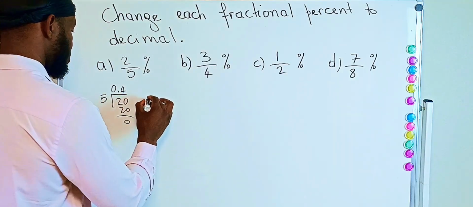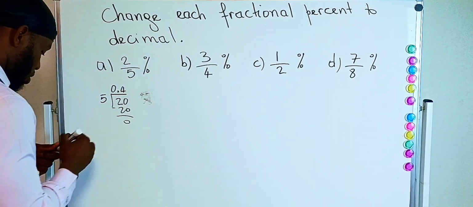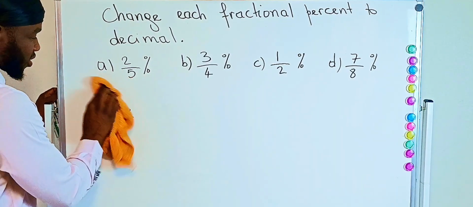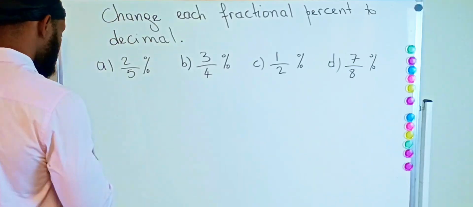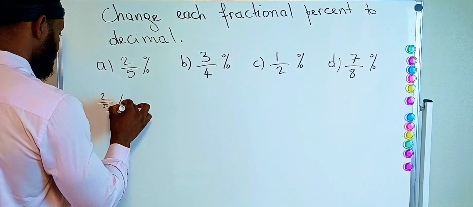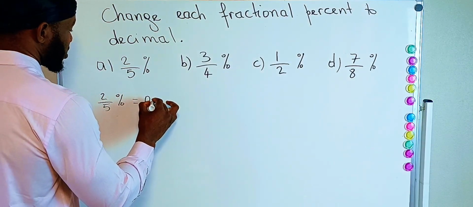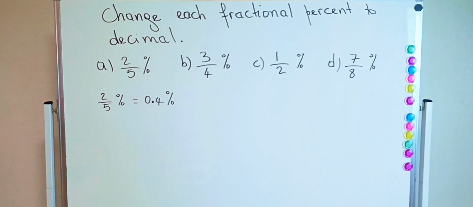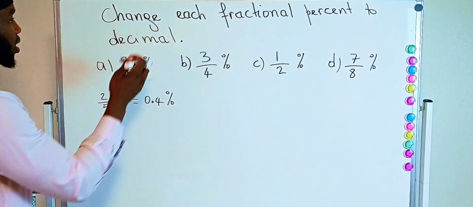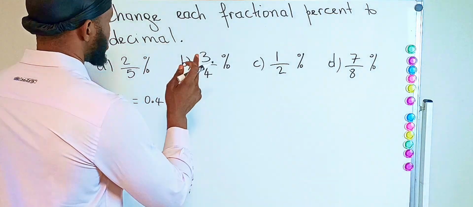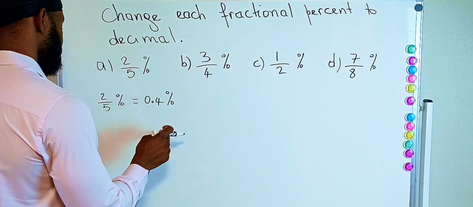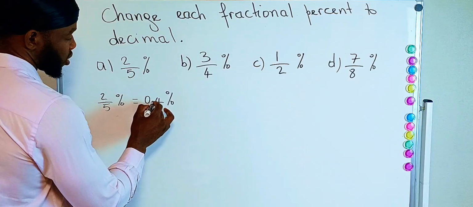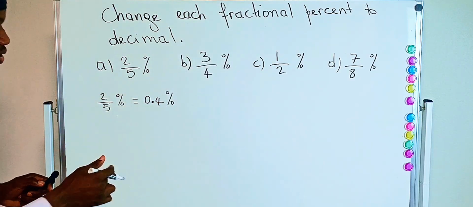So right now this is gonna be equivalent to 2 over 5%, and gonna be equivalent to 0.4%. Okay, guys, 0.4%. So right now we're not done yet, since they ask us to convert to decimal, not decimal percent. So right now what we gotta do, we just gotta multiply or divide.